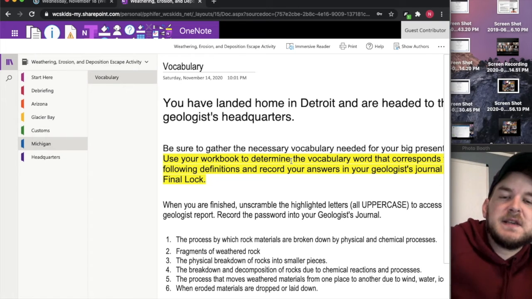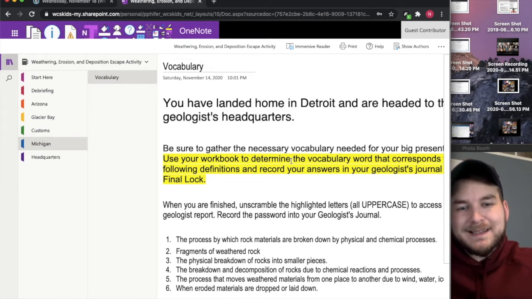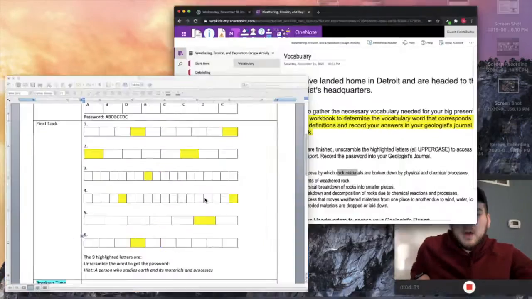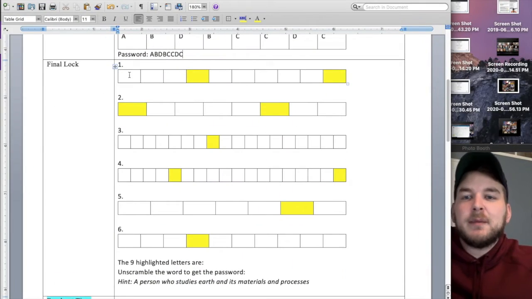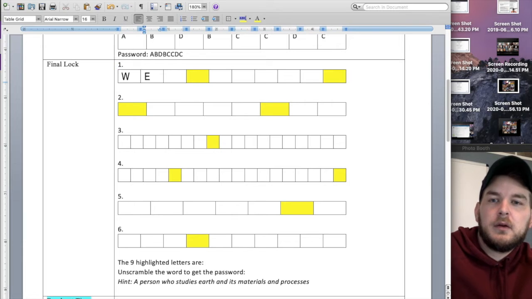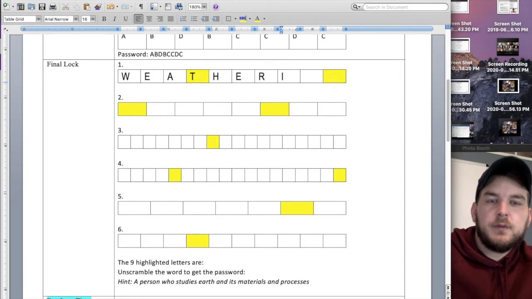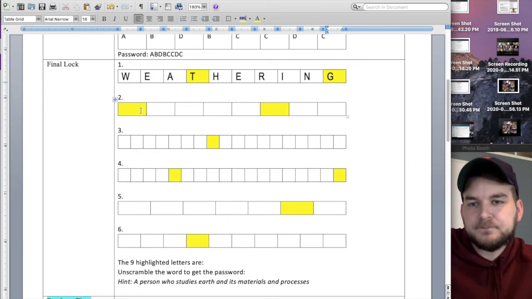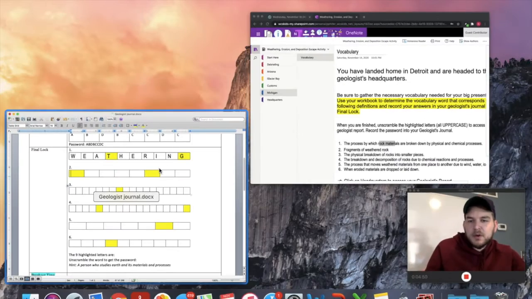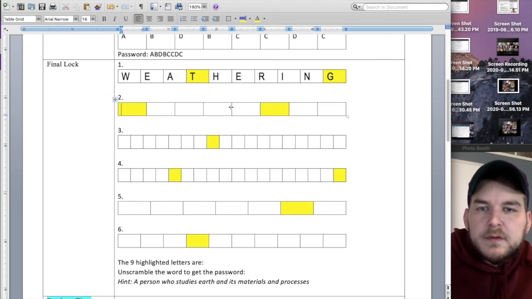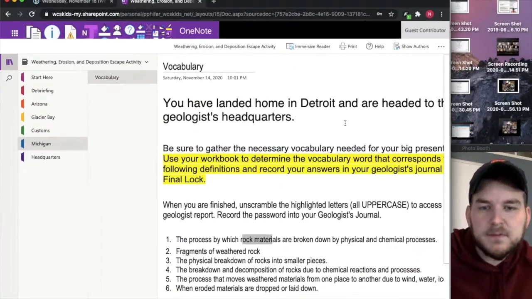Okay, the process by which rock materials are broken down by physical and chemical processes. So rock materials broken down, I'll double check the amount of letters. I believe that is weathering. Yep, whoops, let's try that again. So we know that the final puzzle is going to involve the letters T and G. Number 2 is going to have 8 letters.